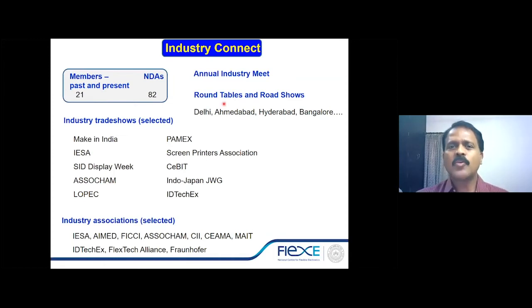We have also held roundtables and roadshows. If people from the industry are not able to come to Kanpur, we have gone to them. These are some of the places where we have had our roundtables and roadshows, where we have showcased the capabilities of our center. There are a large number of trade shows which our center regularly participates in, both in India and outside the country, and only some of them are mentioned here. And there are a large number of industry associations with which our center is strongly engaged, both in the country as well as outside, and only some of them are mentioned here.